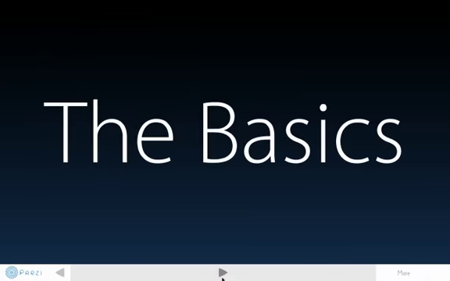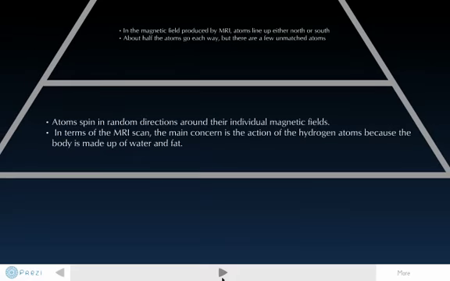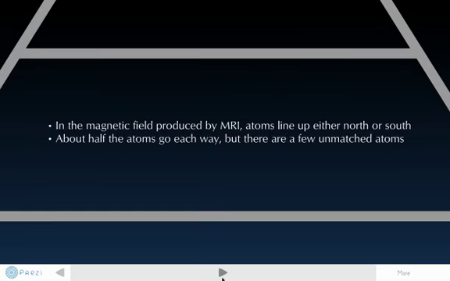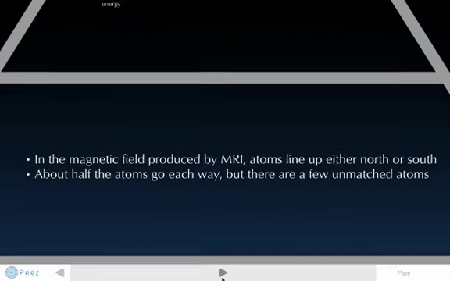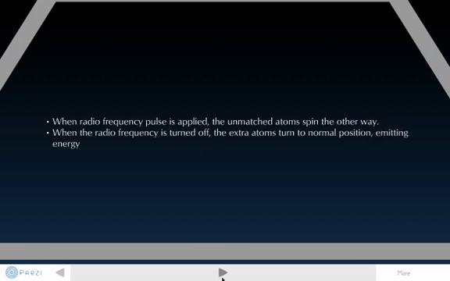Now I'll discuss a more simplified version of how the MRI works. Atoms spin in random directions around their individual magnetic fields. In terms of the MRI scan, the main concern is the action of the hydrogen atoms, because the body is made up of water and fat. In the magnetic field produced by the MRI, atoms line up either north or south. About half the atoms go each way, but there are a few unmatched atoms.